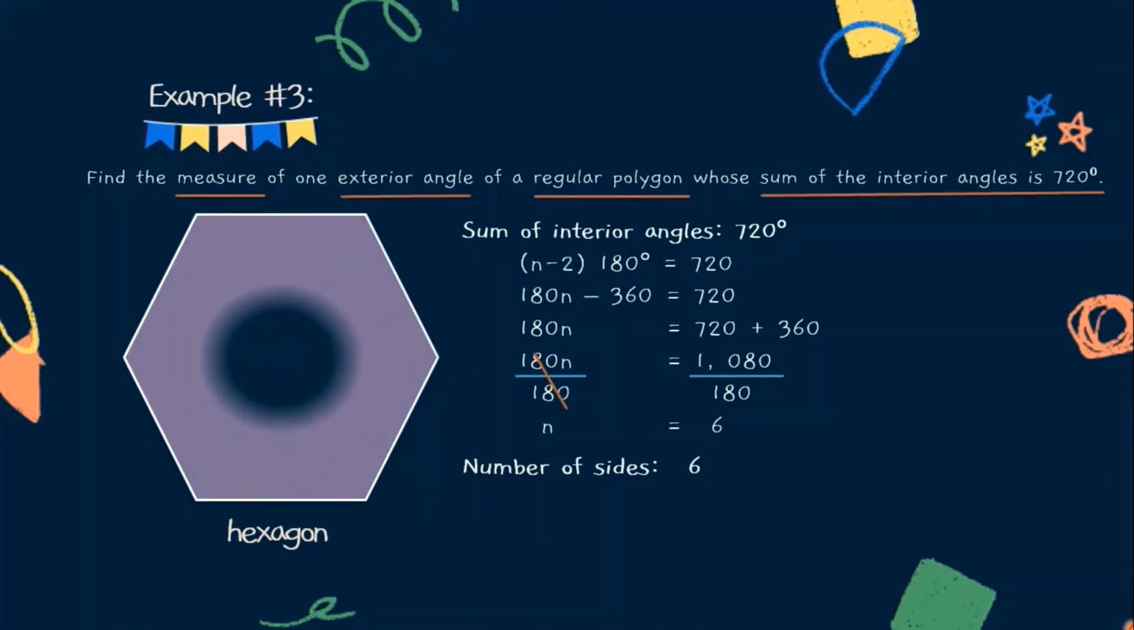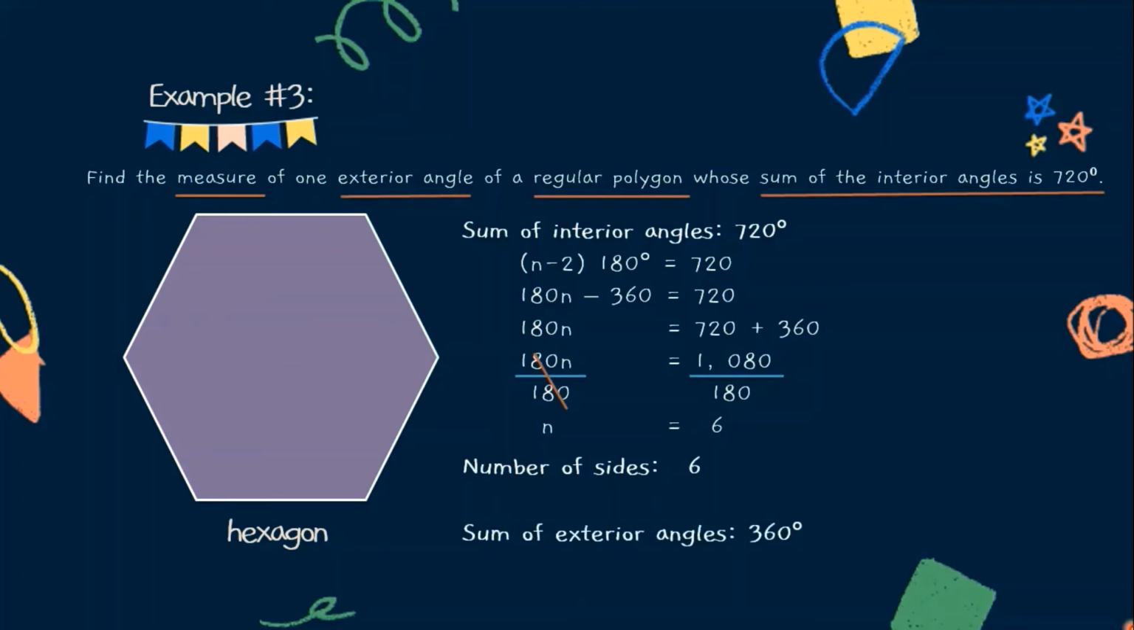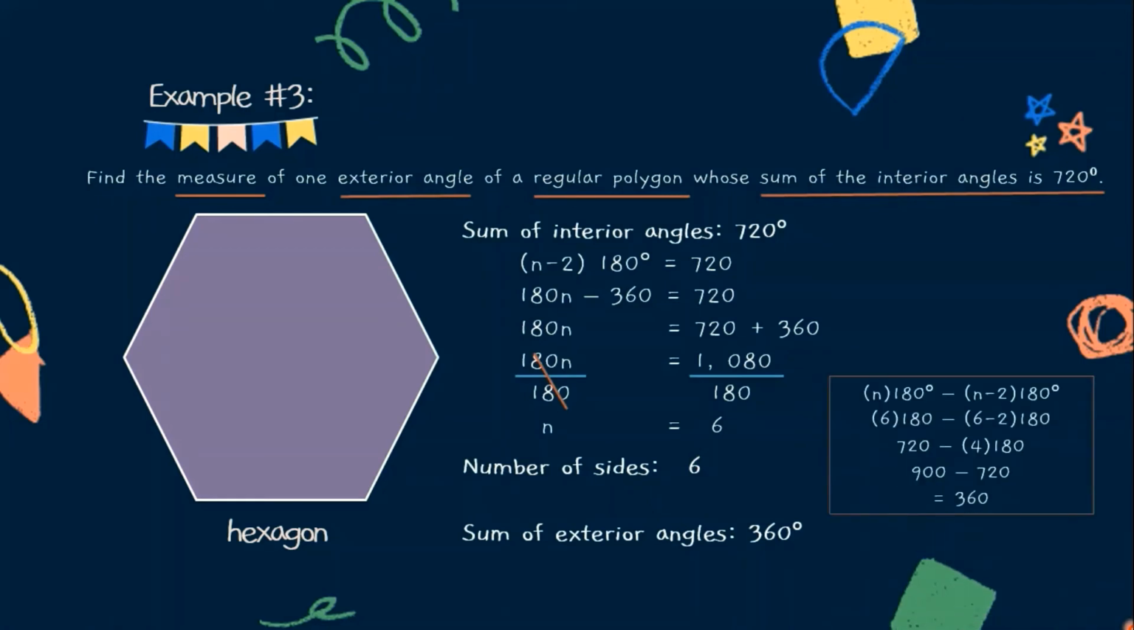A hexagon is a polygon with 6 sides and this is how it looks like. Since alam na natin yung number of sides, alam na natin kung anong specific polygon yung ating hinahanap, pwede na natin kunin yung kanyang sum of exterior angles which is 360 degrees. 360 degrees is a constant for whatever polygon regardless of its number of sides. Ito yung kanyang formula.